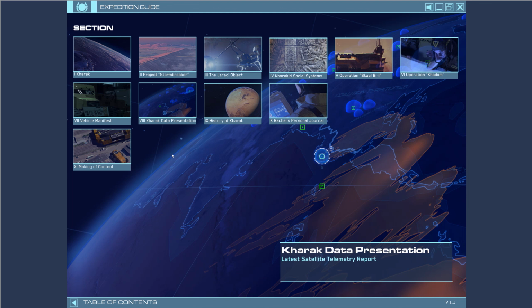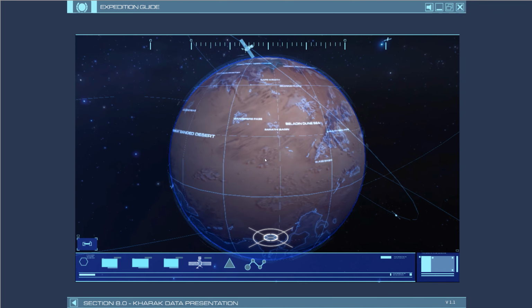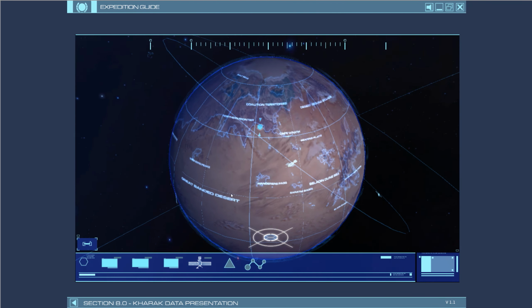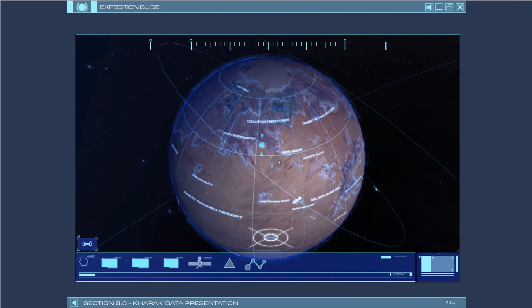So let's start off with Kharak data presentation, the latest satellite telemetry report. First it needs to load in, of course. Alright, so this is really all it is. It's just a globe, right? A digital globe of Kharak here. So we can see certain things like there's Epsilon base, right? We have the coalition territories and the northern frontier up here. We have the boneyard there. And the Great Banded Desert.